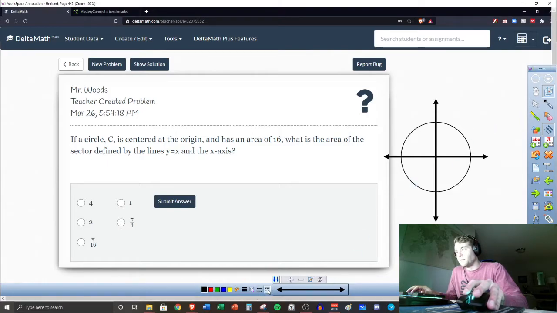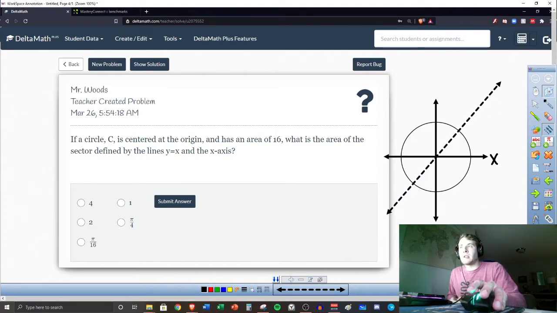Now, it says, what is the area of the sector defined by the lines y equals x and the x-axis? Well, this is the x-axis, right? What does y equals x look like? That's a line with a positive slope. The slope is 1, so it's going to rise 1, run 1, right? This would be what it looks like. This is y equals x.